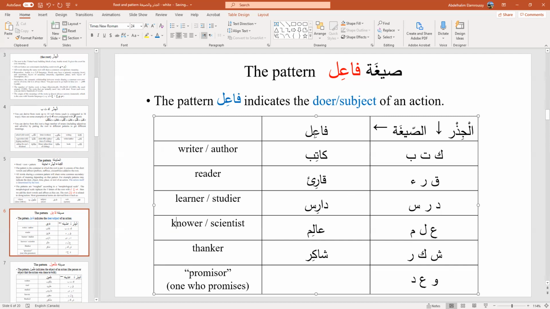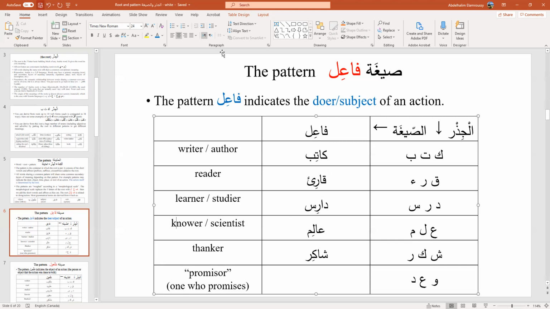If we put it in the pattern fa'il, let's do the same steps. You will replace the fa with the first letter of the root, the ayn with the second letter of the root, and the lam with the third letter of the root. So the fa will be replaced by dal, the ayn will be replaced by ra, the lam will be replaced by sin, and then everything else stays as it is, the alif and the kasra. So it will be daris. So daris is the one who learns or the one who studies, the learner, or as if you're saying the studier.